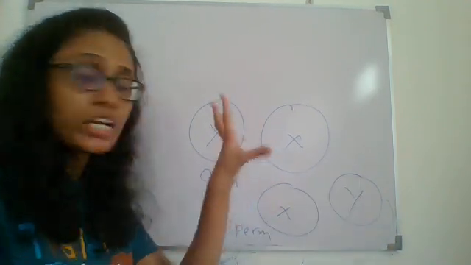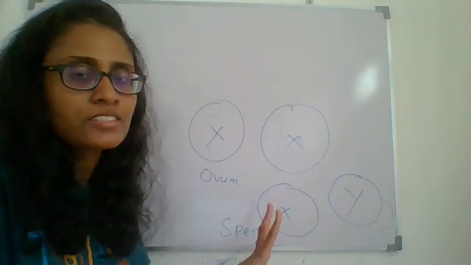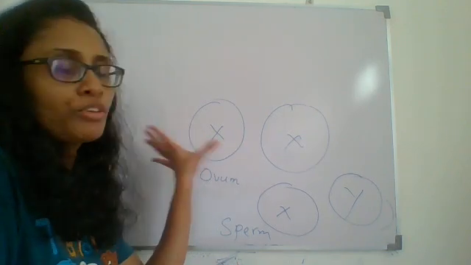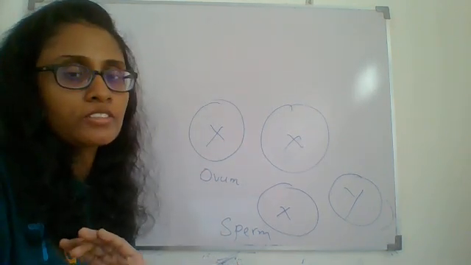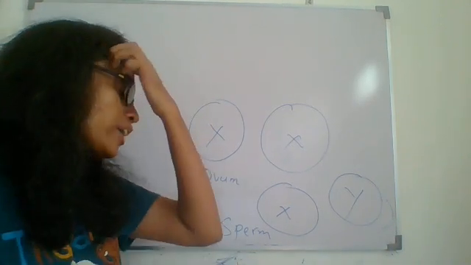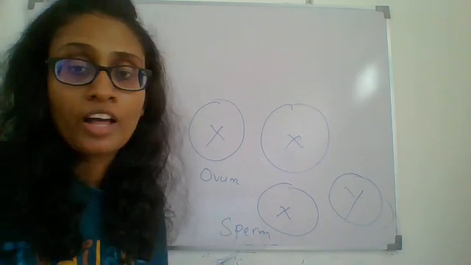But when you take 100 eggs, not 50, all 100 eggs will contain X chromosomes, right? So actually the sex is determined by the father, right?